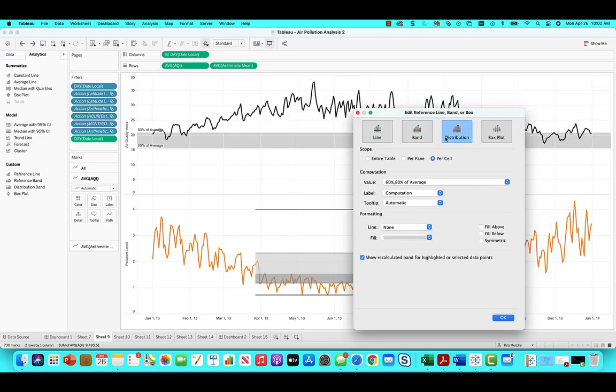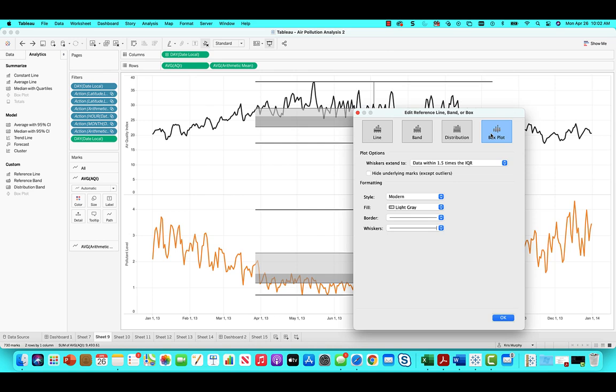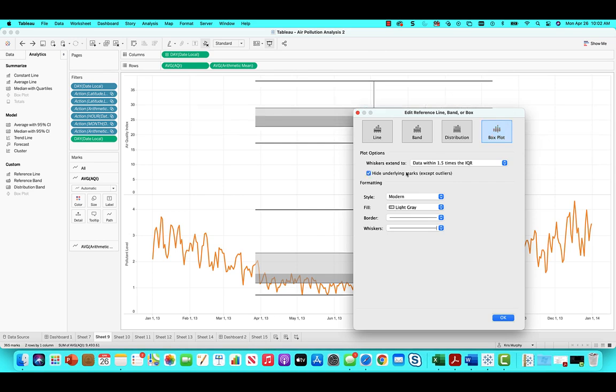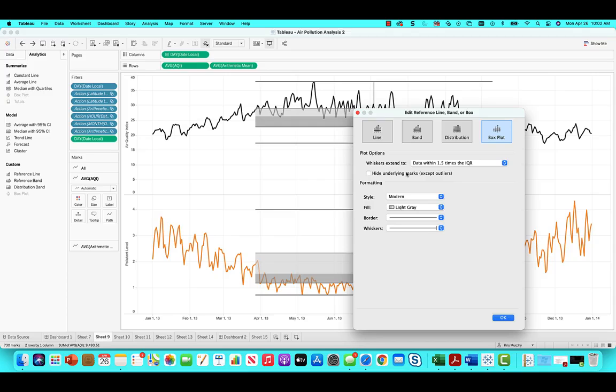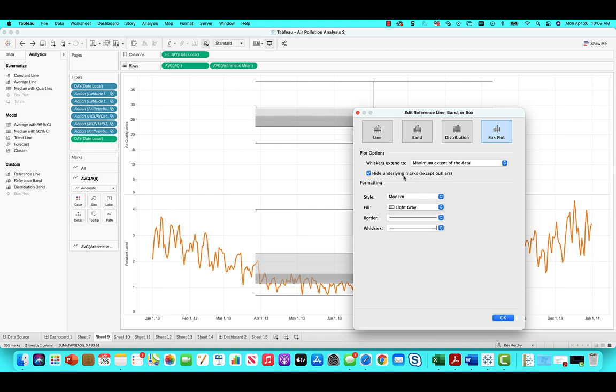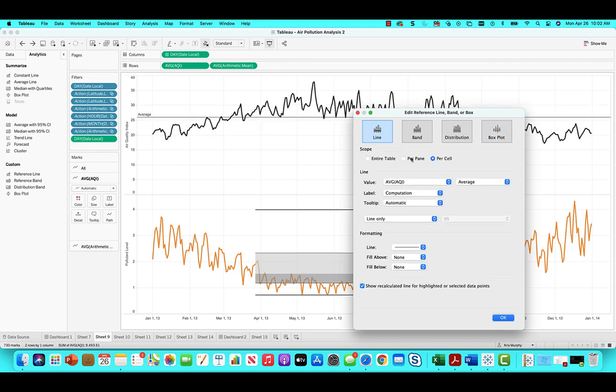Distribution. Says, what is that telling? A box plot. Interesting, it doesn't do that on the bottom one. Maximum extended data. Huh. Which is an interesting one. We got to play with it a little bit and see how it works. I think there's more statistical analysis here. You have to really break down what these things mean. Per cell, per pane.